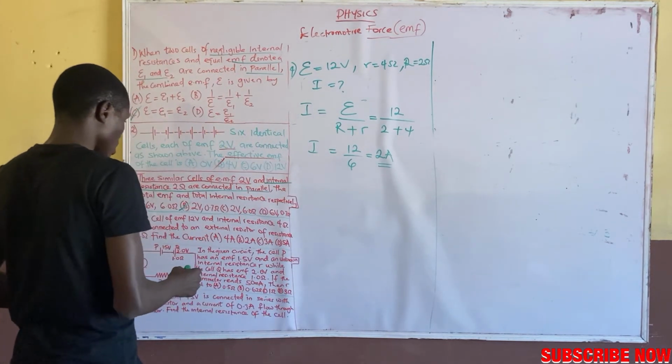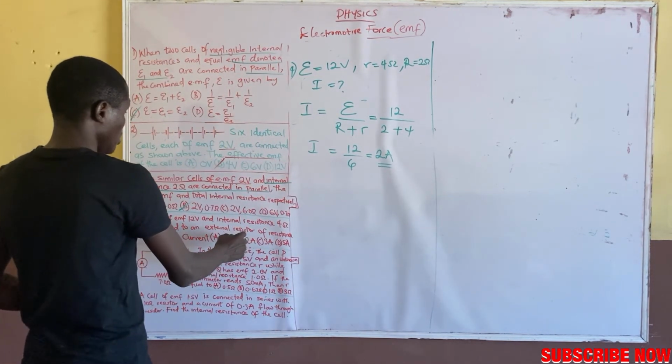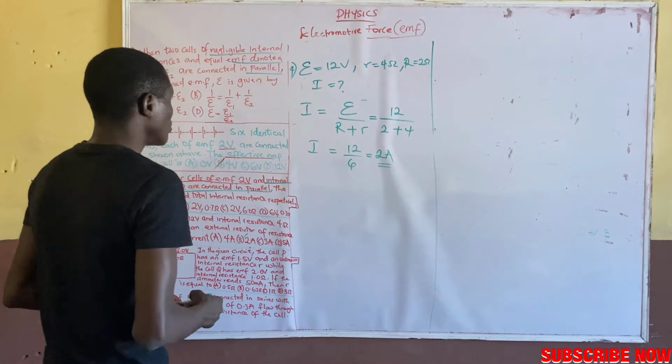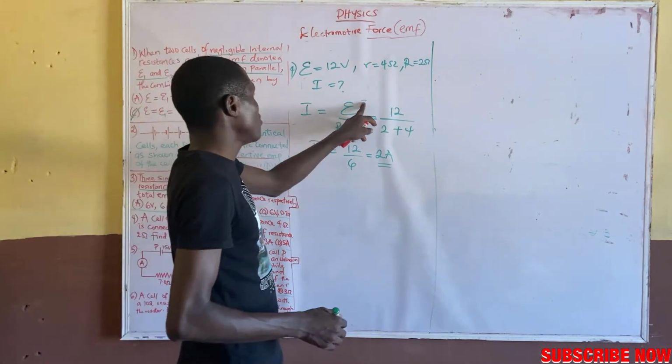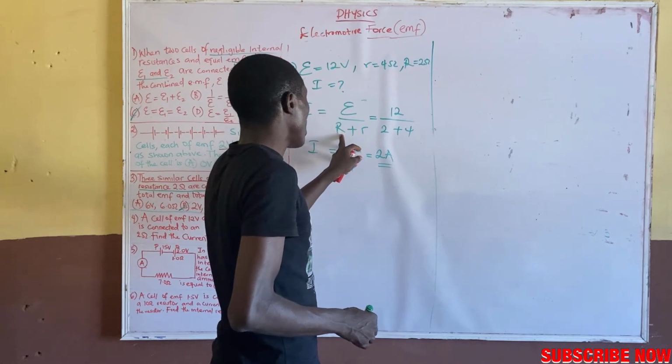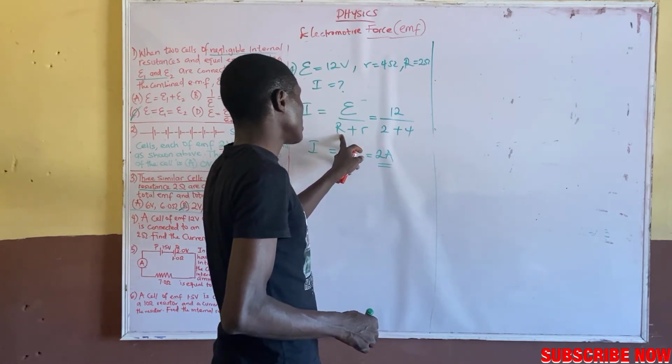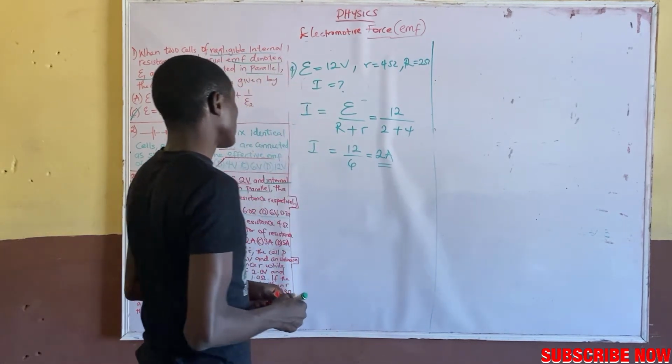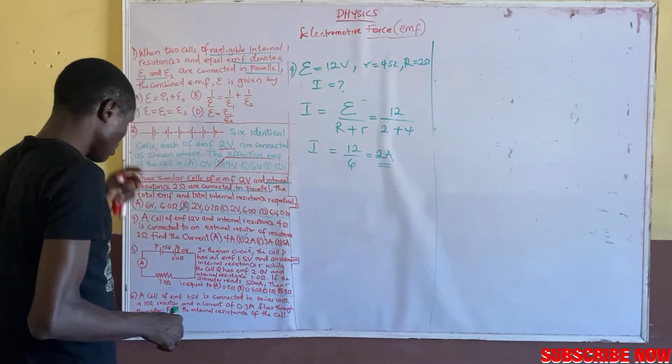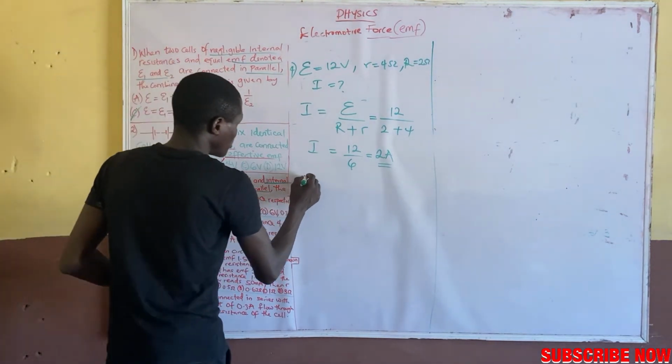So the answer is 2 ampere. The option is option B. That's how you calculate it. I is equal to EMF all over R plus r, which is the external resistance plus the internal resistance r.